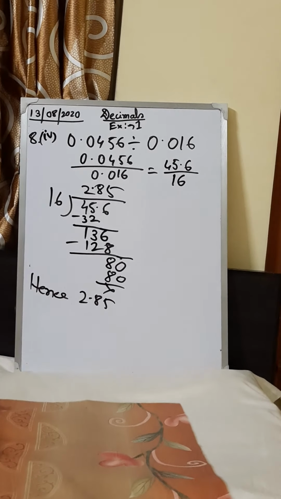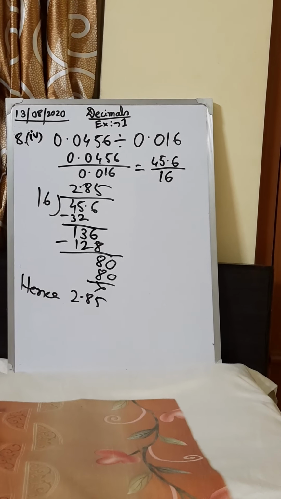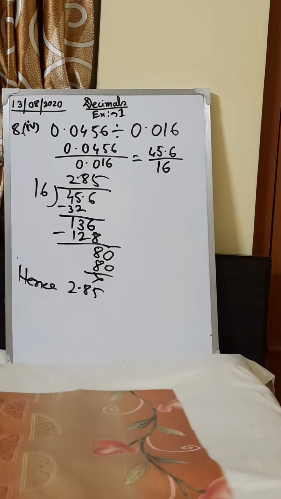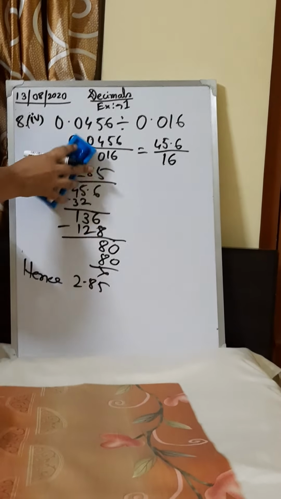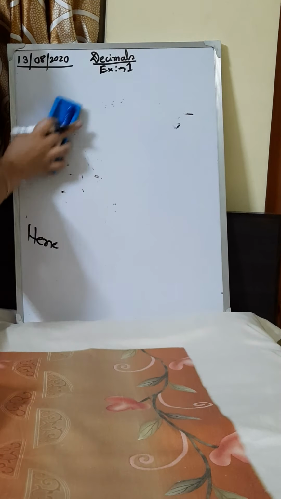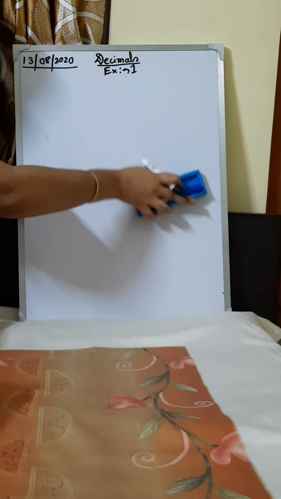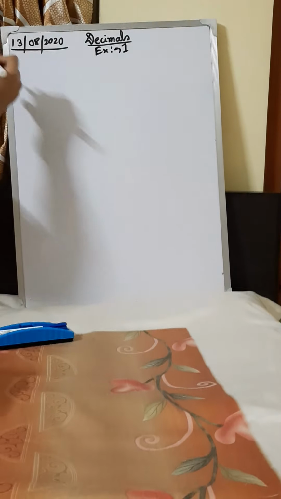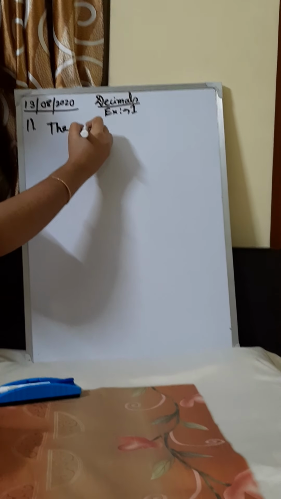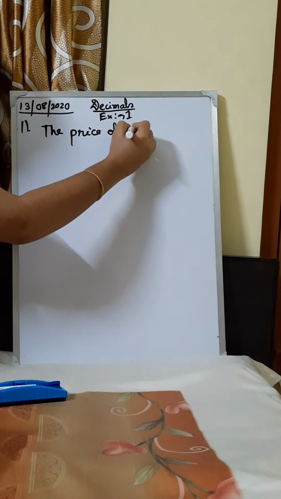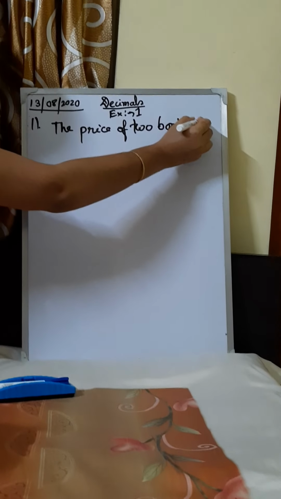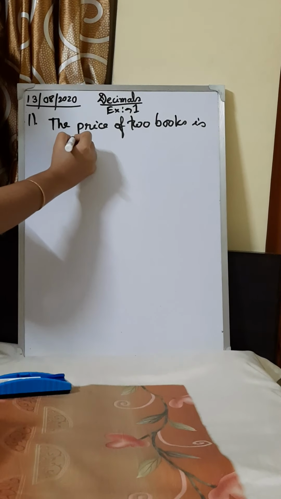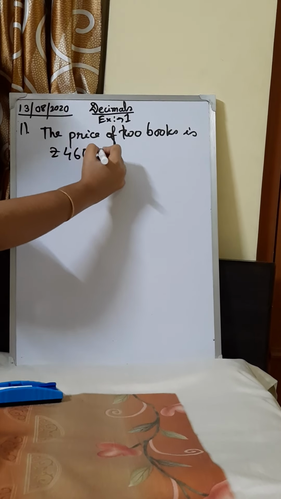Now you can easily solve question number 9 and 10 also. So I am going to show you question number 11. This is a word problem. See, in question number 11 it is said that the price of 2 books is 460 rupees 45 paisa. So you can write the price of 2 books is rupees 460.45.